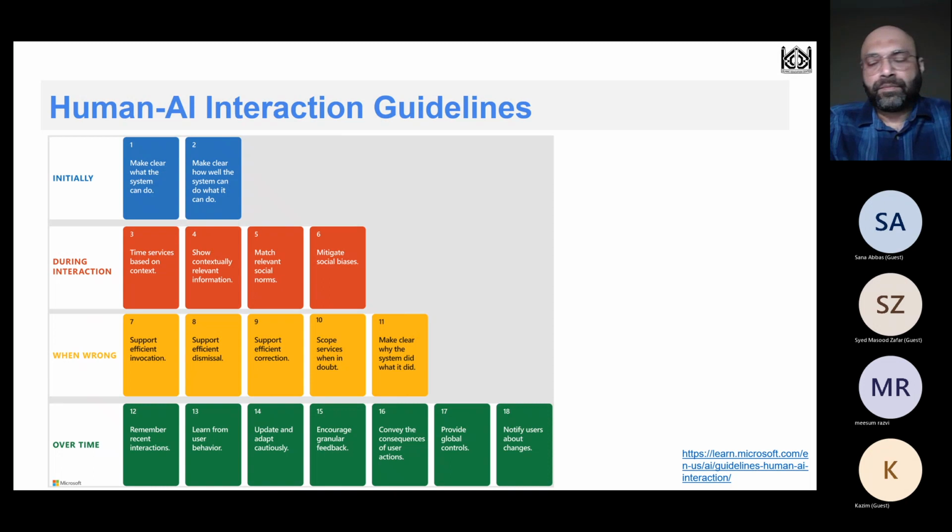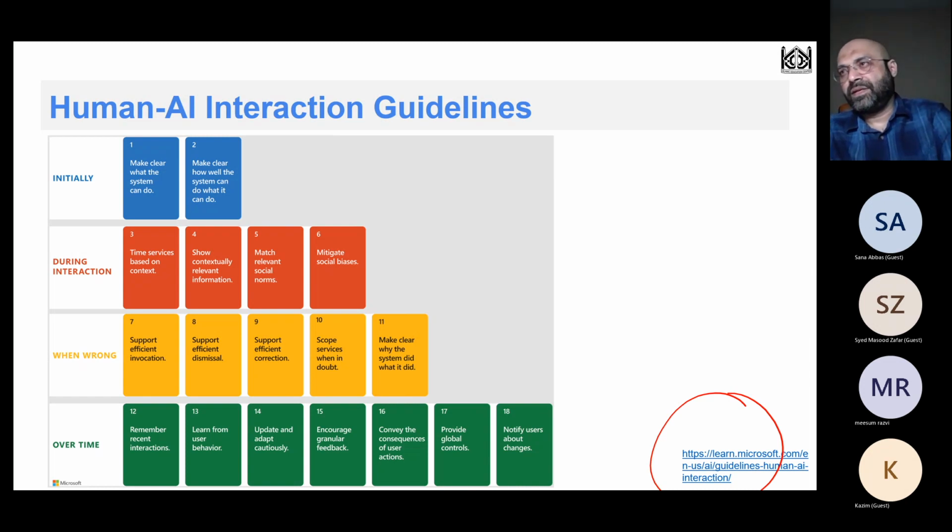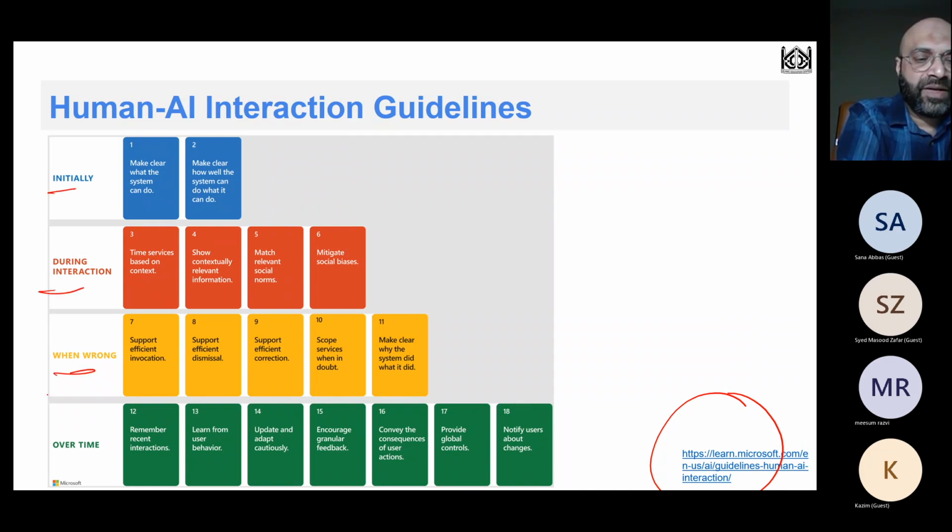Microsoft came up with human AI interaction guidelines. Very good guidelines. I'm not going to go through this entirely, but I would highly recommend you look into that. I'm always available to answer questions on those. The link is here on the right hand side of the screen, and this is a screenshot of that. There are 4 phases of us humans interacting with the AI system: initially, during the interaction, when anything goes wrong, or over a period of time.